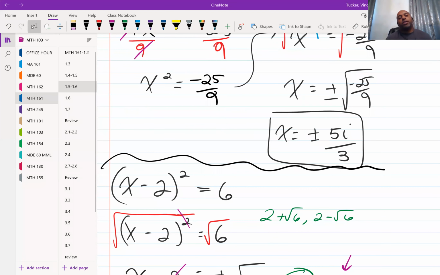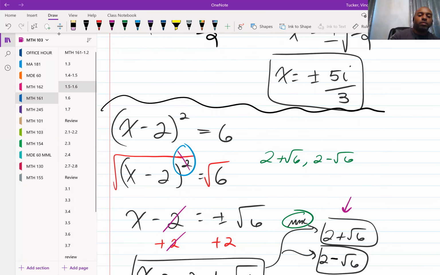Here I have x minus 2 squared equal to 6. So what's being squared is already isolated. I have a quantity that's being squared here. So you take the square root of both sides. Square and square root cancels. Leaves me with just x minus 2. Then on the right, plus or minus square root of 6.